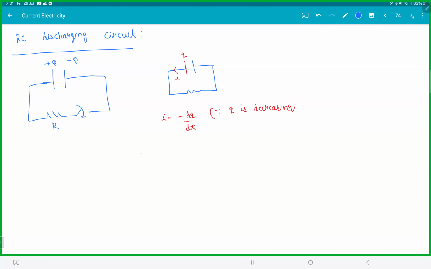Apply the Kirchhoff's loop law. We get Q by C minus IR is equal to 0. Integrate this, you end up with Q is equal to Q0 e power minus t by RC.